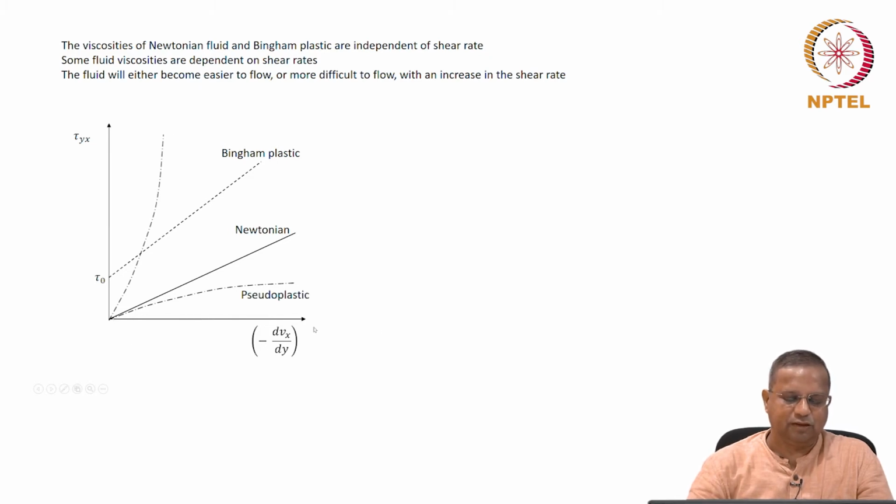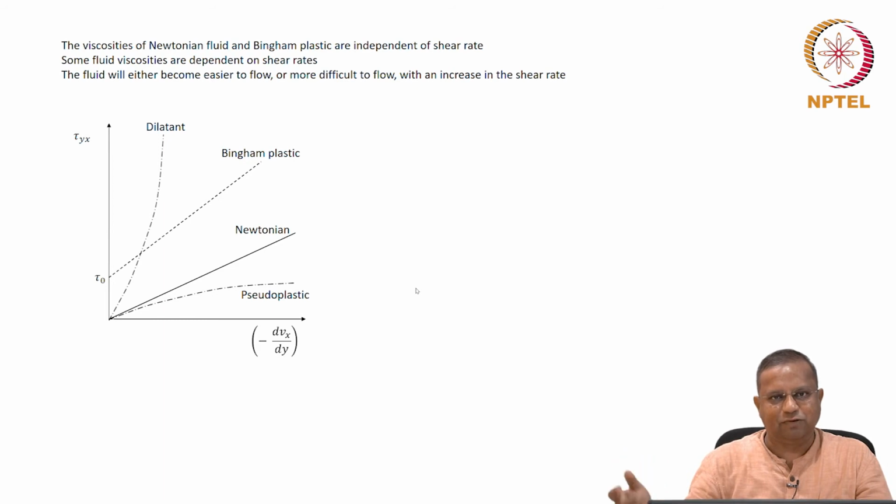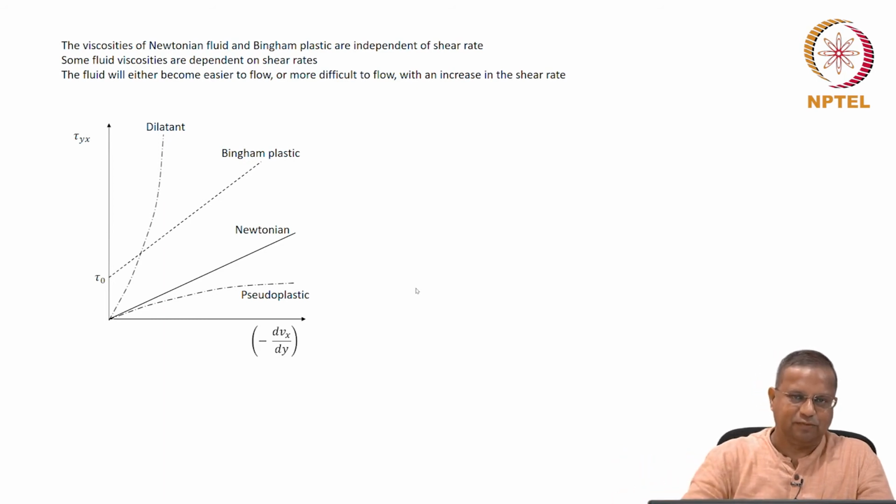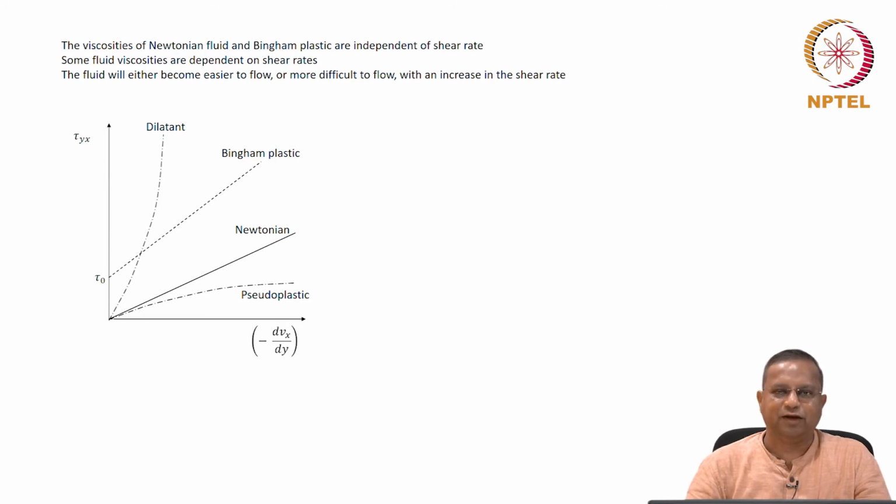The shear thinning is called a pseudoplastic fluid. The shear thickening is called a dilatant fluid. Pseudoplastic fluids, typical paints are pseudoplastic. You stir faster, it becomes easier. And quicksand is a very good example of a dilatant fluid. The faster you try to move, the more difficult it gets to move, because the viscosity increases with shear rate quite steeply.